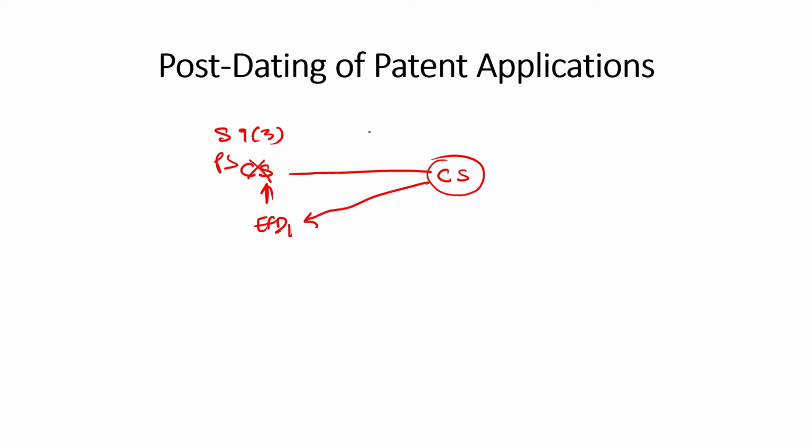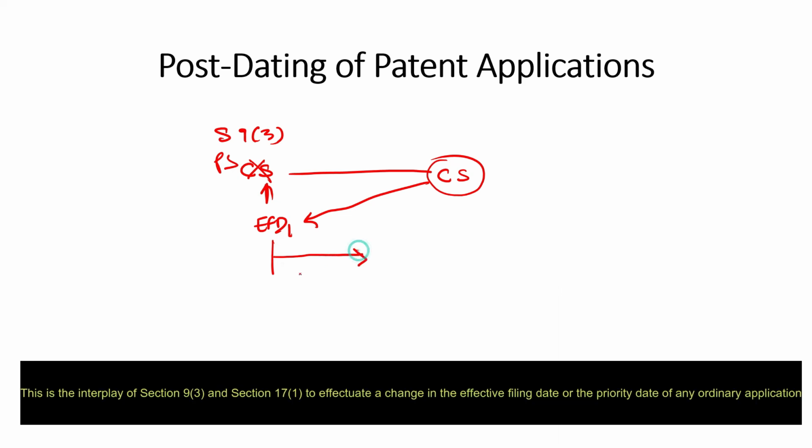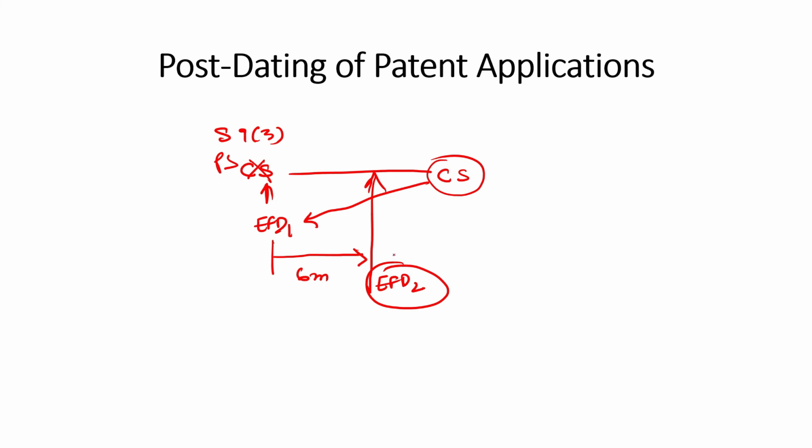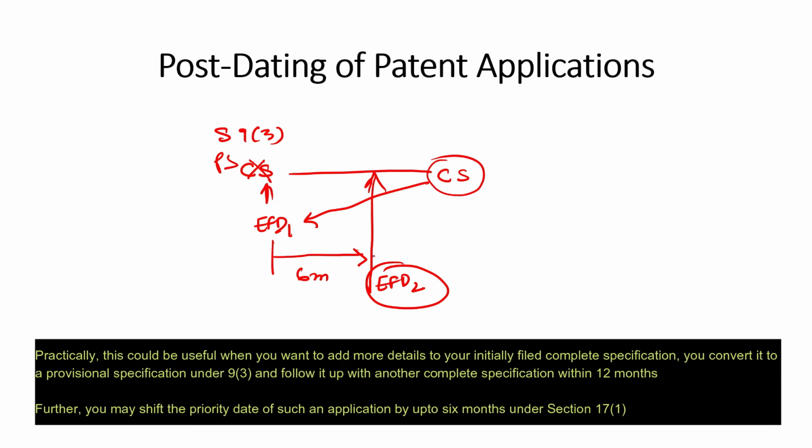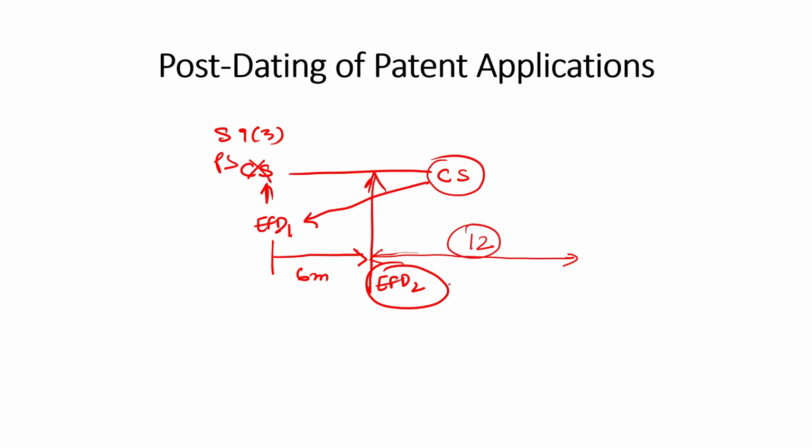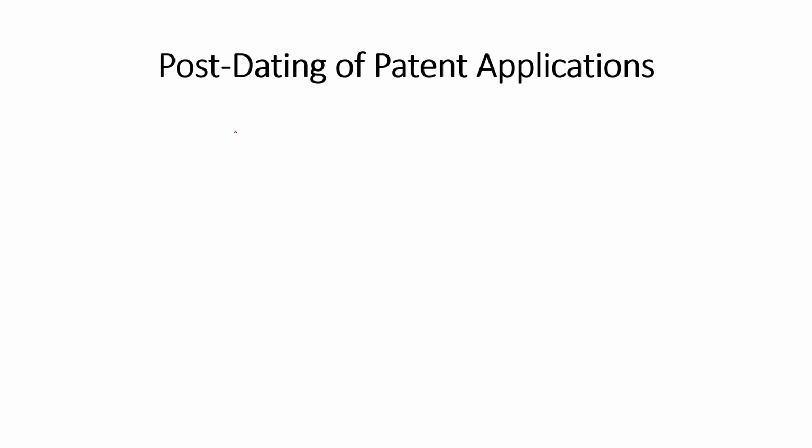So now under section 17.1, the applicant can request the controller to shift this effective filing date 1 by a maximum of 6 months to another date, which is EFD2, which becomes your new effective filing date or your new priority date. So again, as I had already explained, any 12-month period for filing a conventional application or maybe a PCT application taking priority from this Indian ordinary application would be counted from the effective filing date of the post-dated application or the effective filing date 2. Let us now see how section 9.4 plays out.